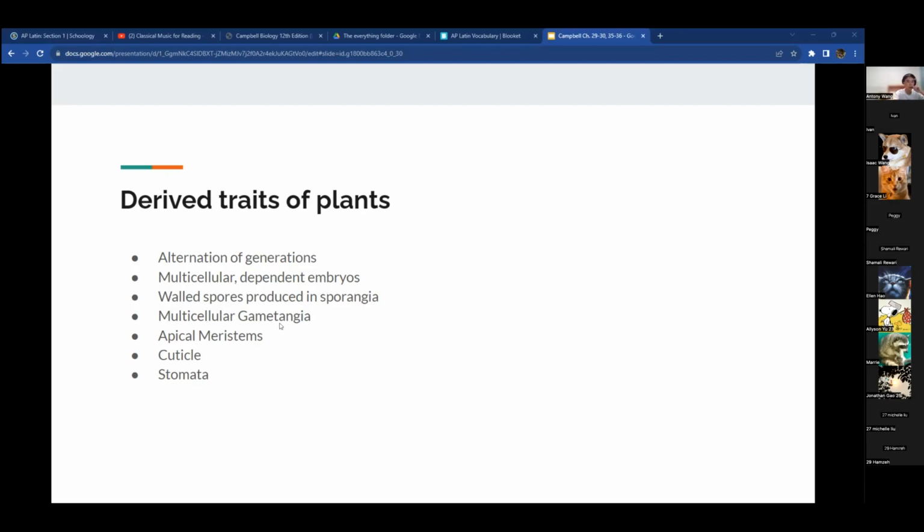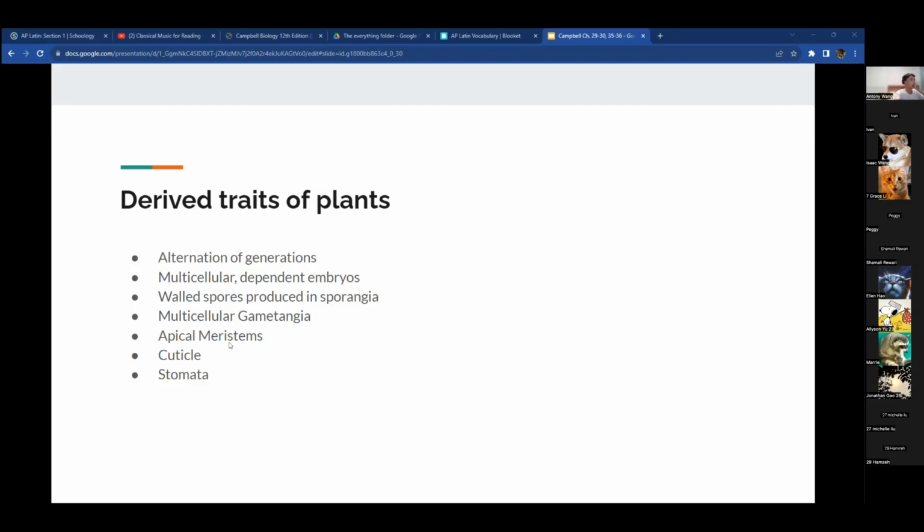The female gametangia is called the archegonia. The male gametangia is called the antheridia. They have apical meristems, which is at the tip of a growing branch or a growing plant body. This region controls cell division and growth of that entire branch. I think we'll get into the regulation of the rest of the branch by the apical meristem later.